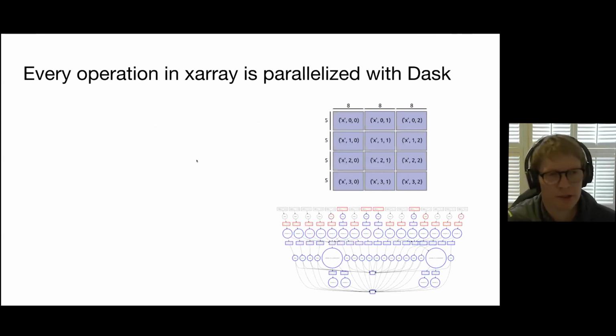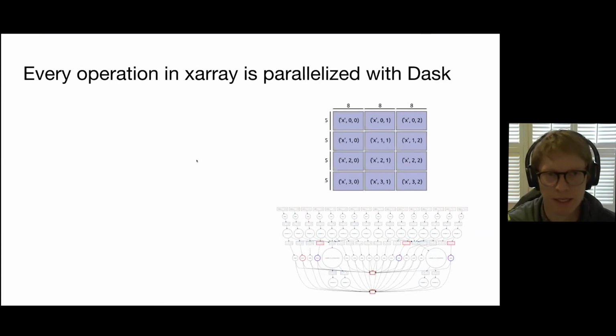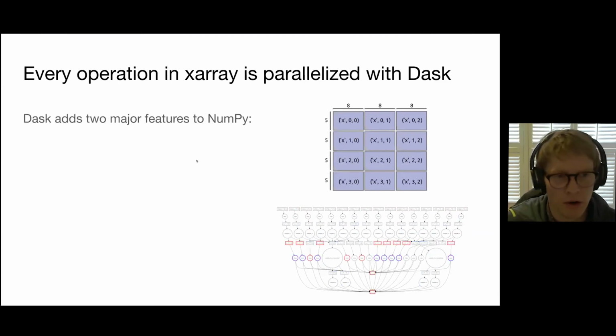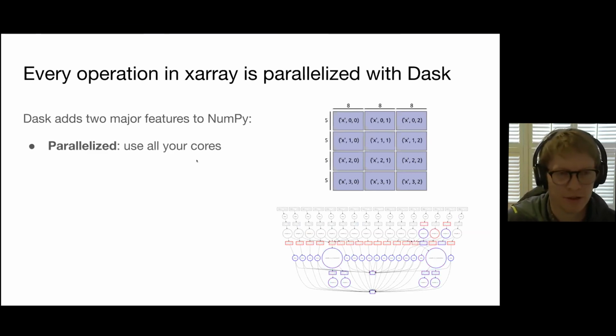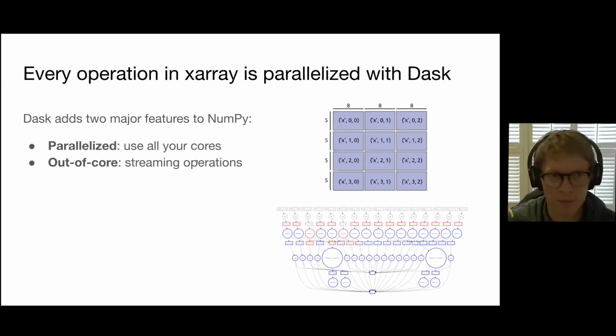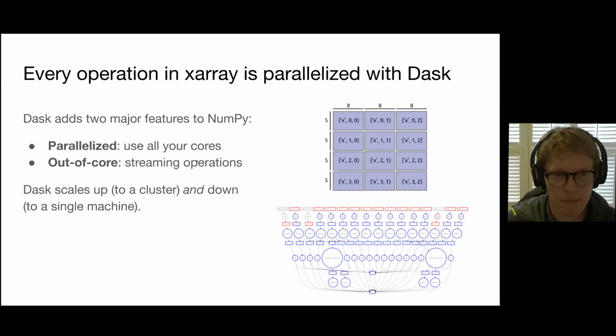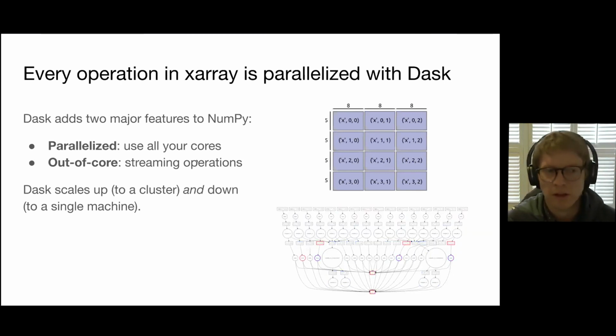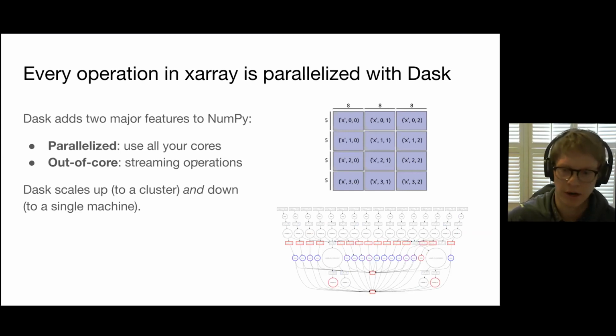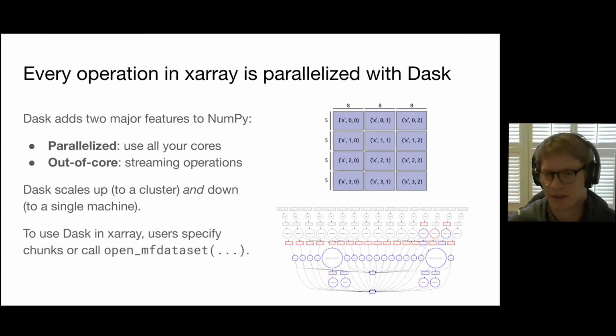Another one of Xarray's killer core features is that it interoperates and is parallelized with Dask. So Dask adds a couple major features on top of NumPy. It parallelizes array operations, and it provides streaming operations for out-of-core processing. We regularly use Xarray and Dask to scale up to large clusters, either in the cloud or on HPC, or we can scale down to smaller single machines.